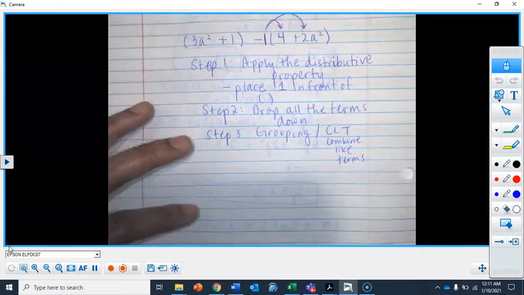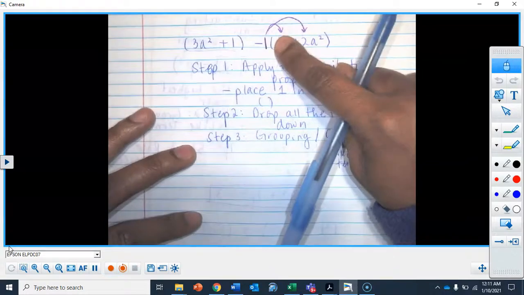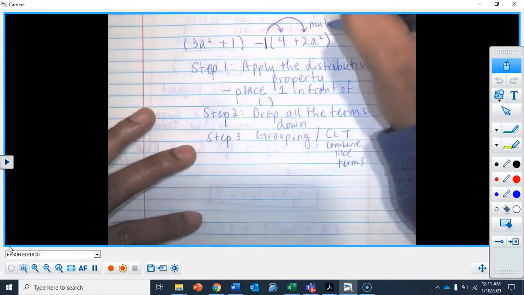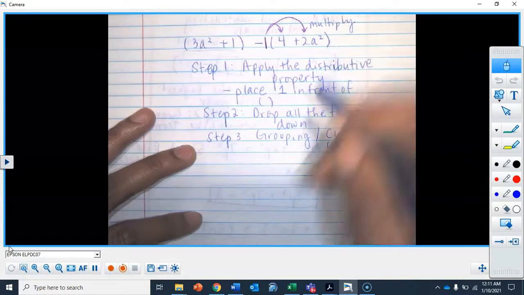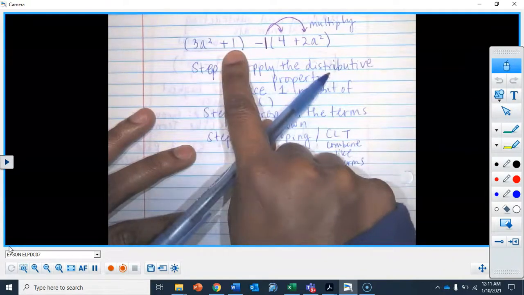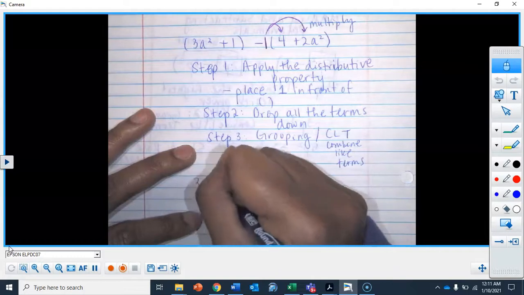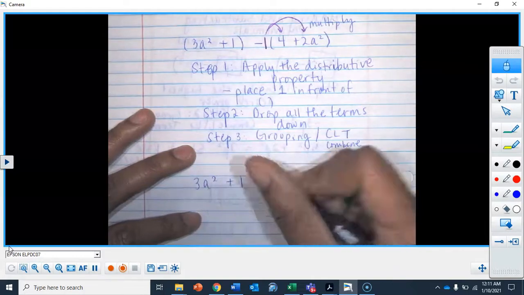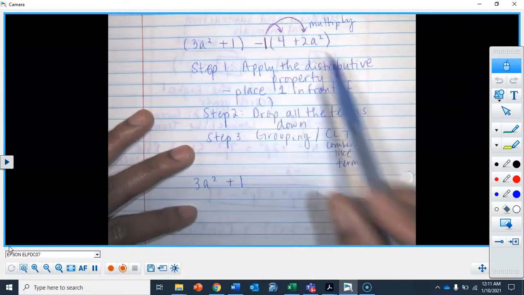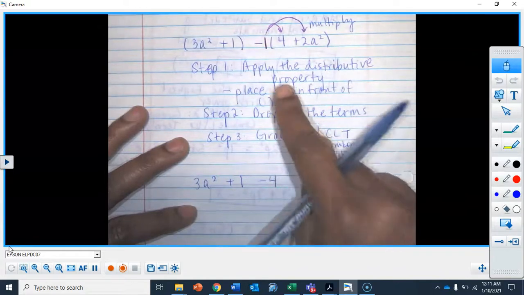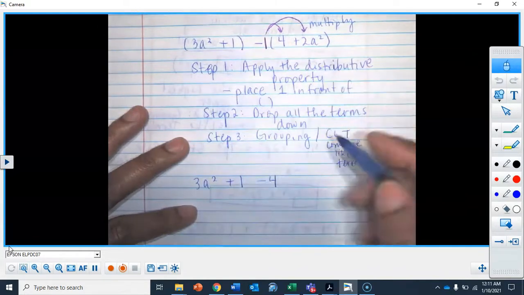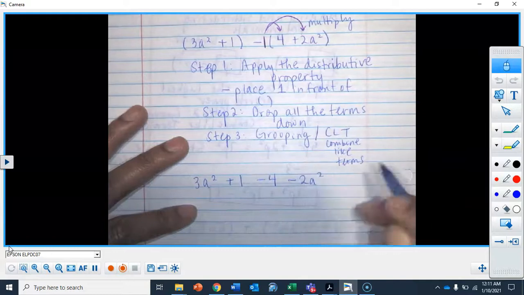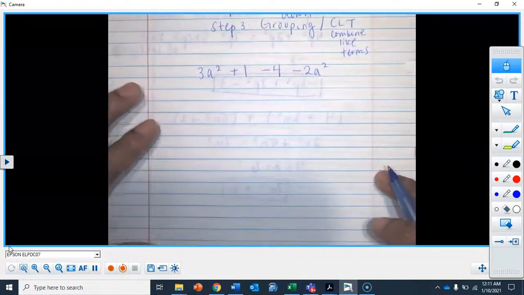Ready? I'm going to move up a little bit. Remember that those arrows mean to multiply. So I have, again, there's nothing to do to this parentheses, so we have 3a squared plus 1. Then I have negative 1 times 4 is negative 4. Negative 1 times 2a squared is negative 2a squared. Okay, we'll go from here.